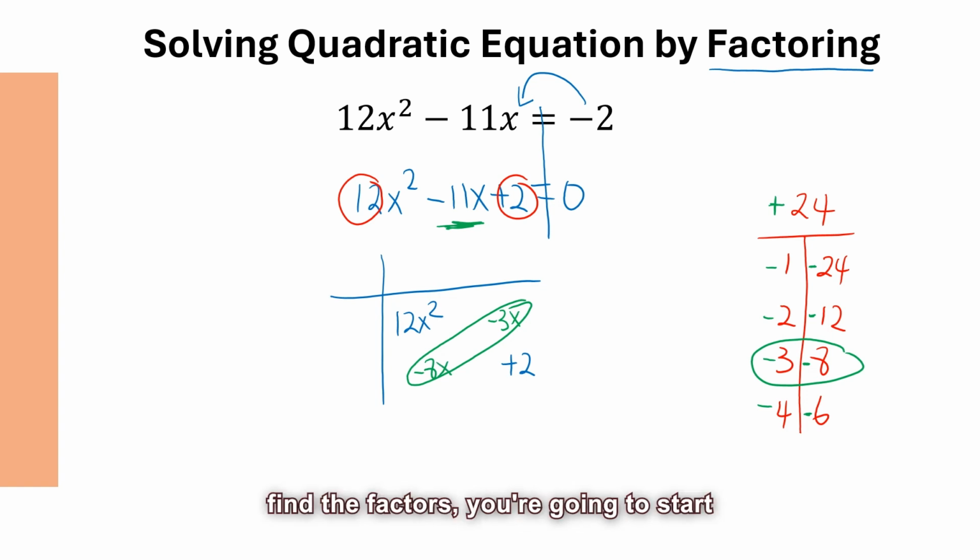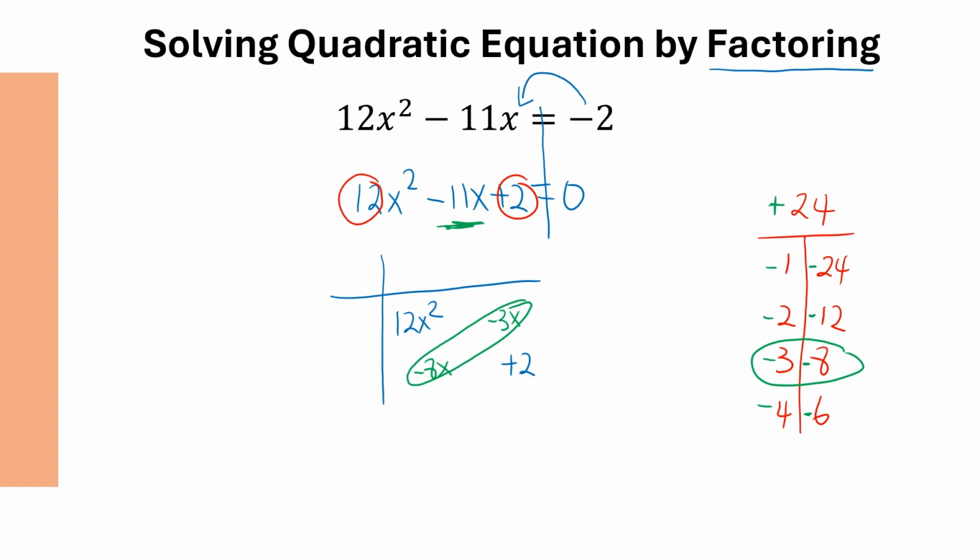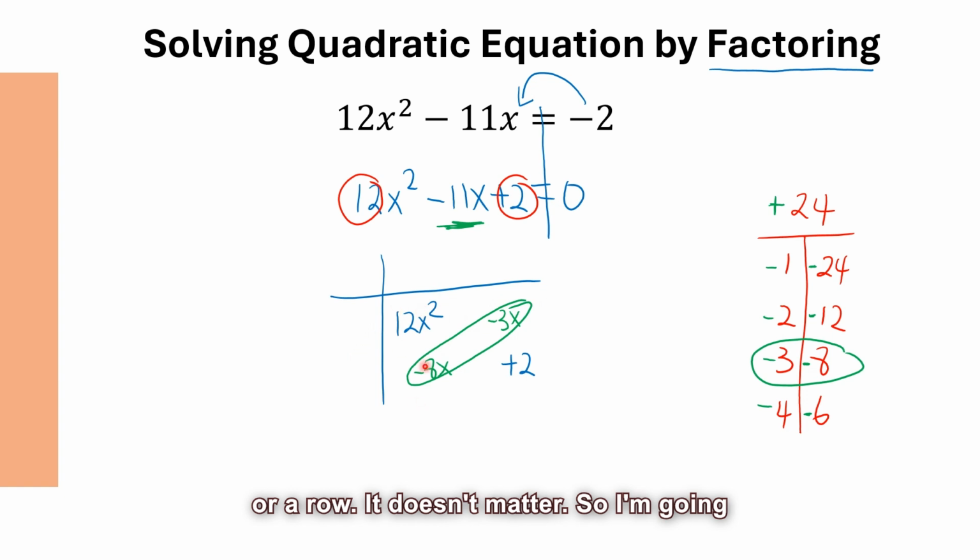To help us find the factors, you start with either a column or a row. It doesn't matter, so I'm going to start with this row here. The greatest common factor between 12 and -3 is 3. For the variables, you take out the smaller exponent, which is 1. So the greatest common factor between 12x squared and -3x is 3x. For the rest of it, I can just work backwards to find it.